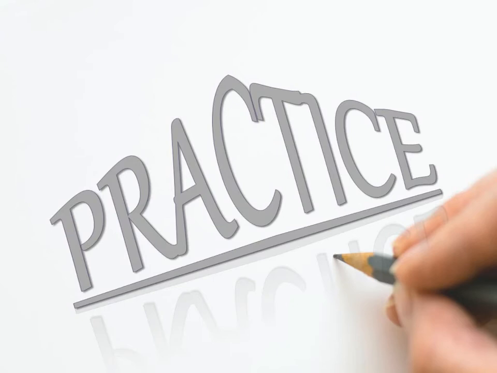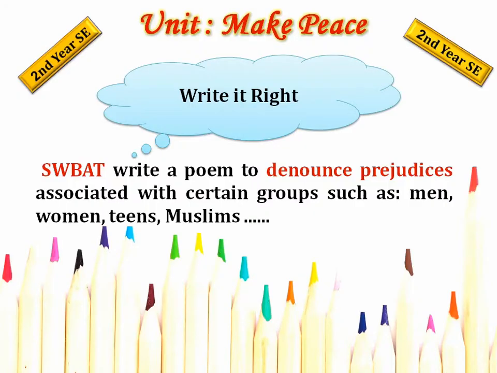Time for practice. In this part, we will see how to design a writing lesson, mainly dealing with the pre-writing and writing stages. The lesson is for second-year high school learners. Unit: Make Peace, Write It Right. The objective of the lesson is as follows. Students will be able to write a poem to denounce prejudices associated with certain groups such as men, women, teens, and Muslims.